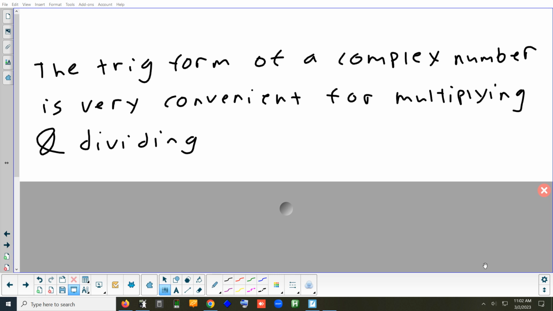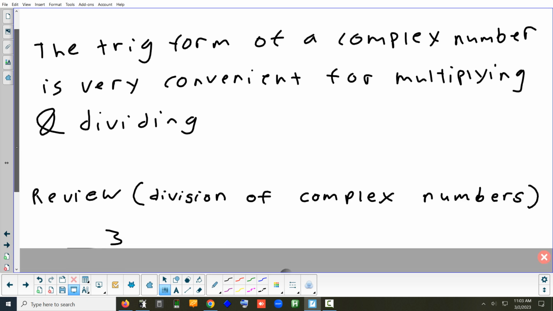All right, so we're going to finish up today by talking about what you can do when you write a complex number in trig form. Okay, specifically, what's easier to do. And what ends up being easier are four things: multiplying, dividing, raising things to powers, and taking roots.